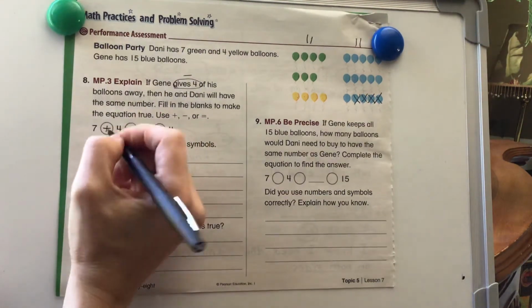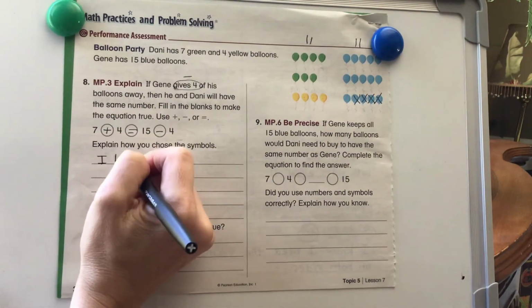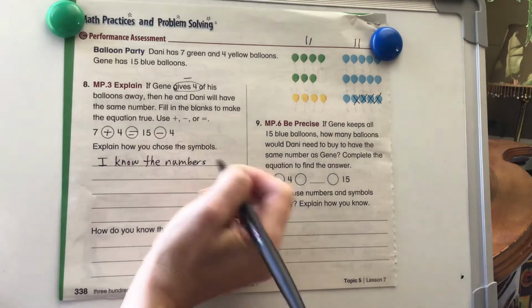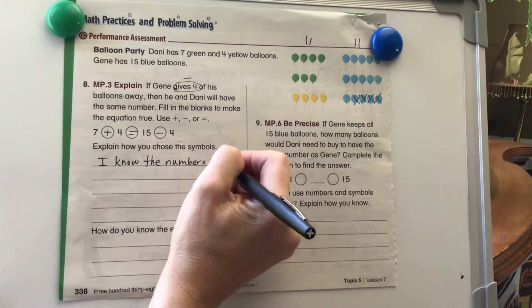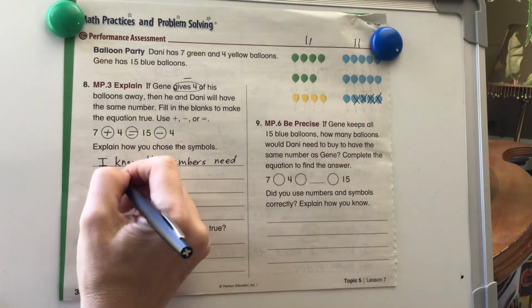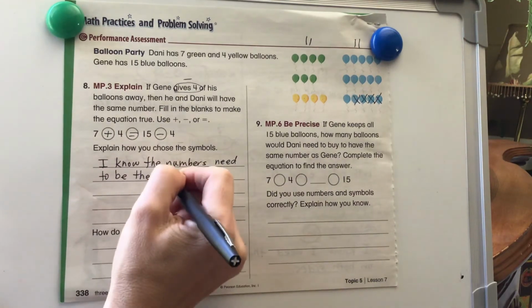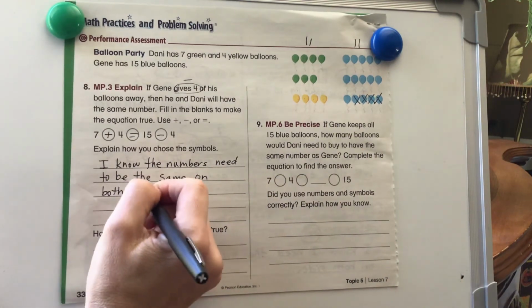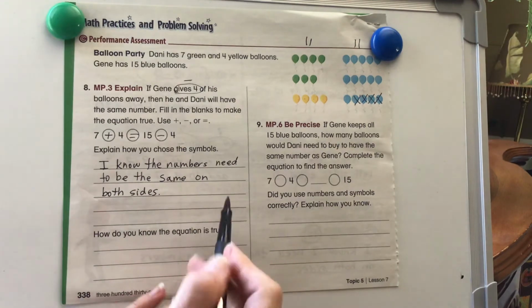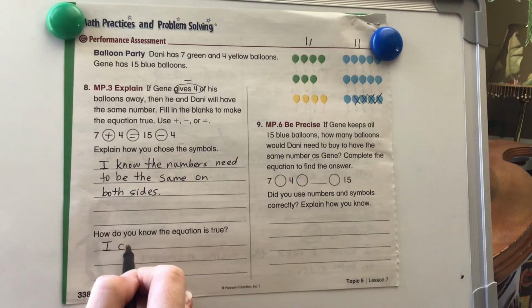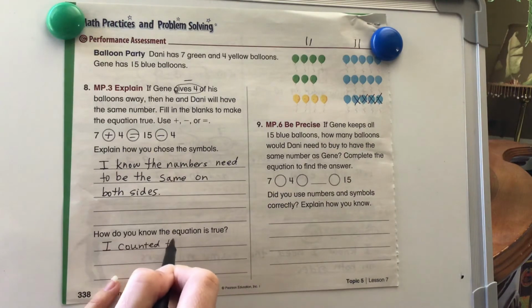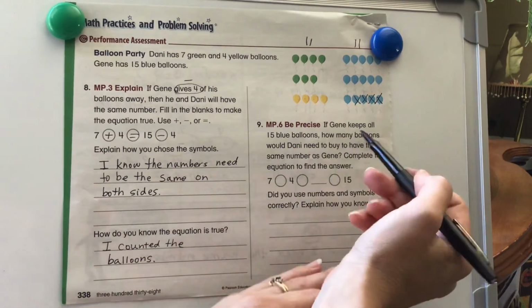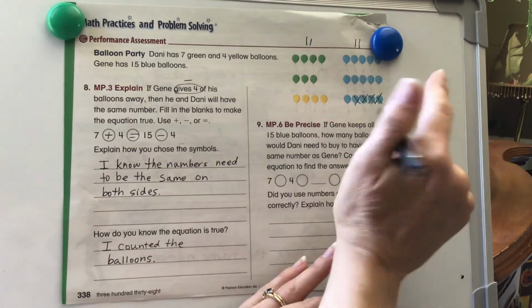Explain how you chose the symbols. You can say, I know the numbers, or you can say value. I know the numbers need to be the same on both sides. How do you know the equation is true? You could say, I counted them. I counted the balloons. Okay?